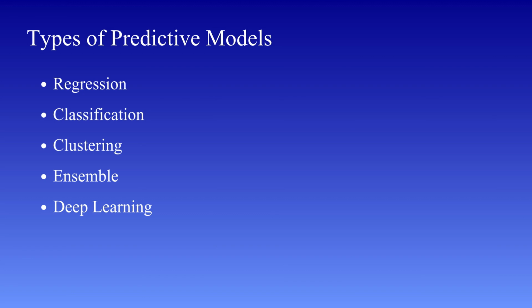Finally, we also have deep learning models, which are more advanced and used when dealing with large and complex datasets such as images, speech, or text. These models automatically learn features from data and are widely used in modern AI applications. So, to summarize, regression predicts numerical values. Classification predicts categories. Clustering groups data. Time series handles time-based data. Ensemble models improve accuracy. Deep learning handles complex data.